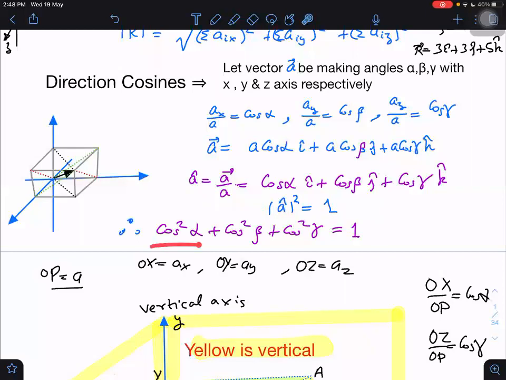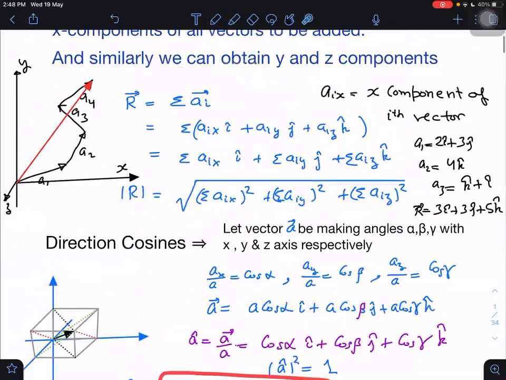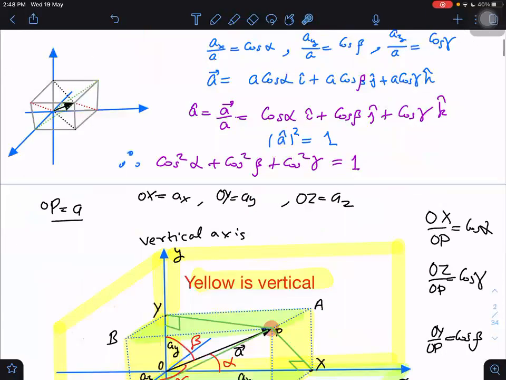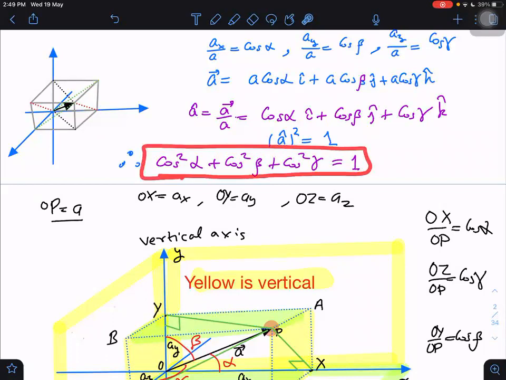But what is the formula for taking magnitude? If I have to take the magnitude of any vector, what do I do? I square and sum and take the root. Then I get the magnitude. Then I will get the magnitude of which vector? The magnitude of the unit vector. But I have already squared both sides. If I square both sides, then what do I get? cos square alpha plus cos square beta plus cos square gamma is equal to 1.